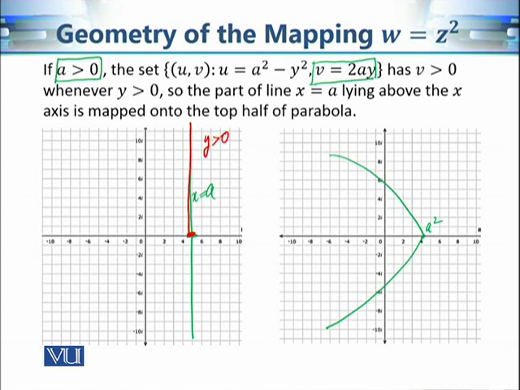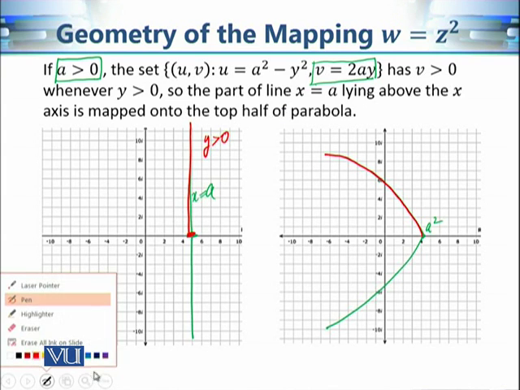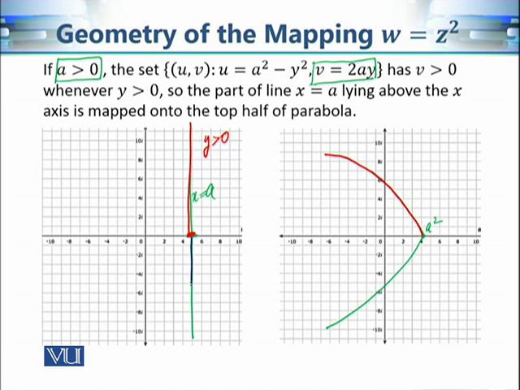Now this portion of the line will be mapped onto the points where v is greater than 0, in other words above this u-axis. And similarly, if we consider this portion where y is less than 0, then it will be mapped onto the portion where v is less than 0. And of course, this is the case when a is greater than 0. Similarly, we can study the cases where a is less than 0, and which portion of the line will be mapped onto the upper part of the parabola and which portion onto the lower part of the parabola.